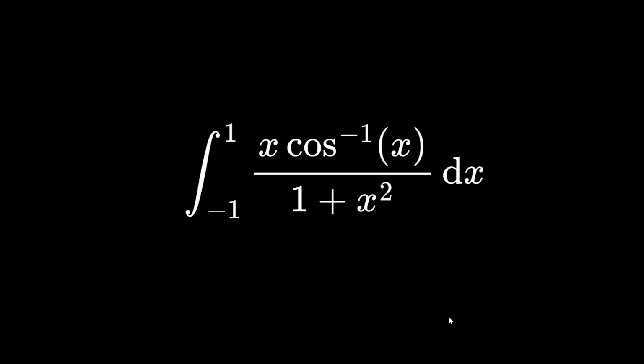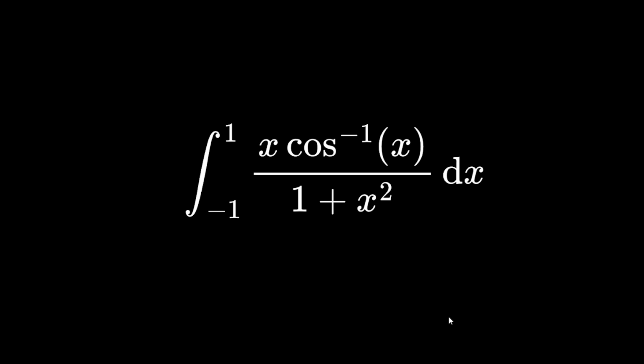Question 3, we're going to integrate x arc cos x over 1 plus x squared between minus 1 and 1. Now, I'm going to tell you now, the solution that I'm about to show you is definitely not the easiest way. So I do encourage you guys to give this one a go. See if you can come up with something better, and maybe let me know in the comments.